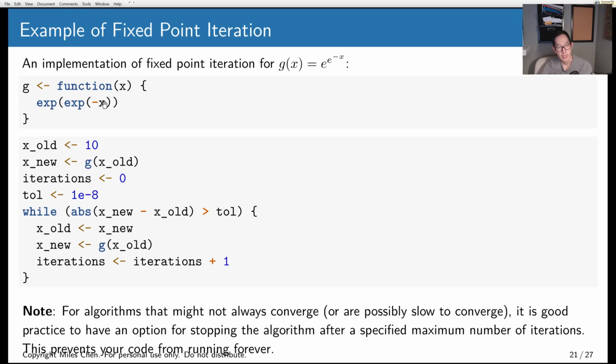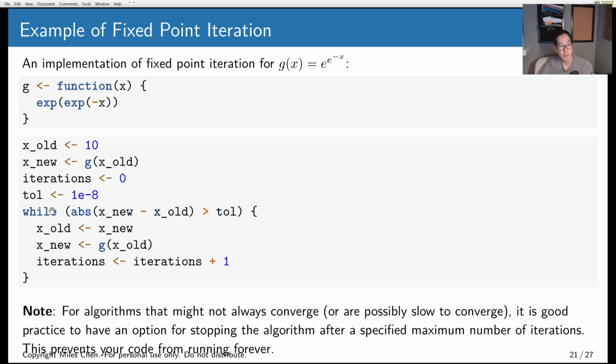And then here's the iterative algorithm. I'm going to start off at an arbitrary location, say 10. I'm going to call that x old. Then we plug x old into g, and that will give me x new. Here I start off at 0 iterations. I'm going to keep going until the difference between the old and the next value is less than 10 to the minus 8, a pretty small value.